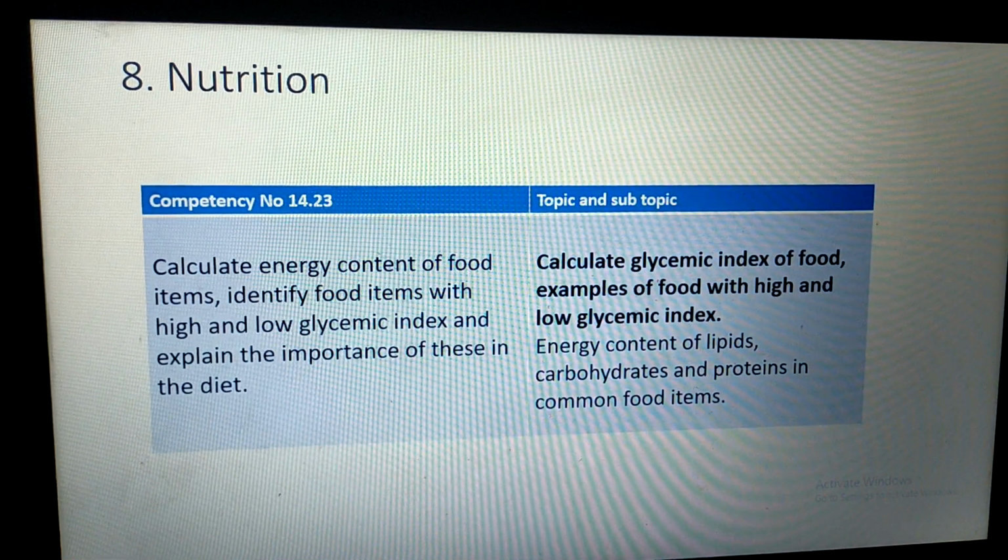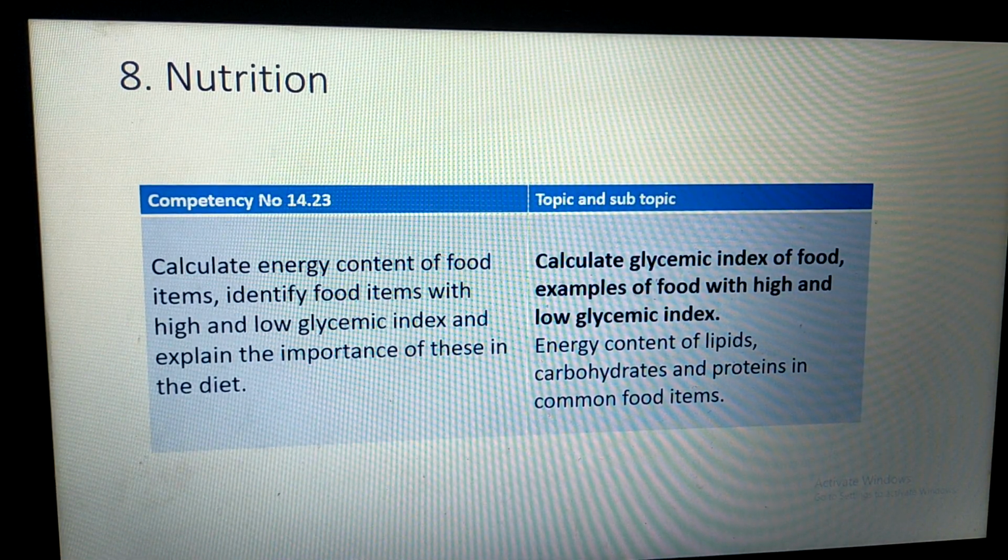Morning students, today's topic is nutrition competition number 14.23 and the subtopic is glycemic index of food and examples of food with high and low glycemic index. At the end of this lecture you should be able to measure the glycemic index of a food.